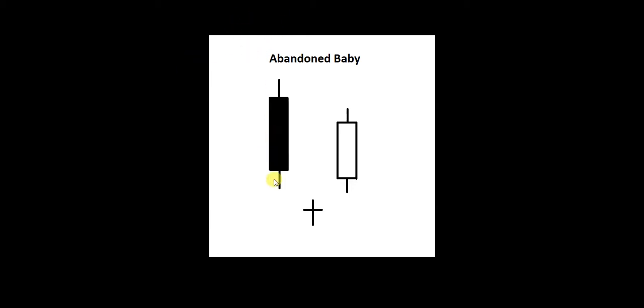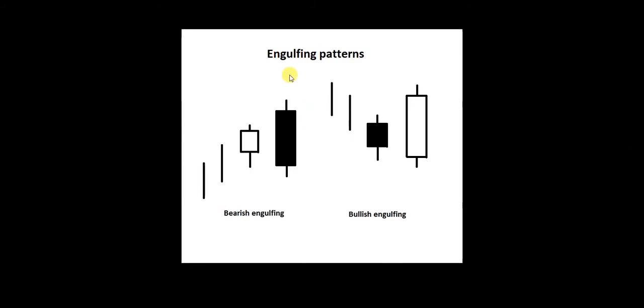And especially this can also happen at the top of the trend. For example, here is the bottom of the trend, but you can also use it for a bullish trend at the top. The next one is about engulfing patterns.